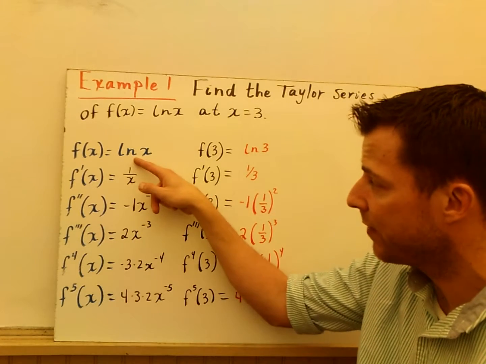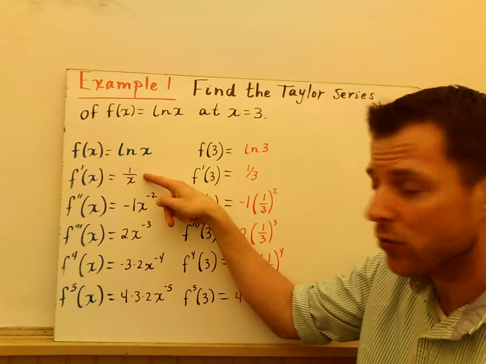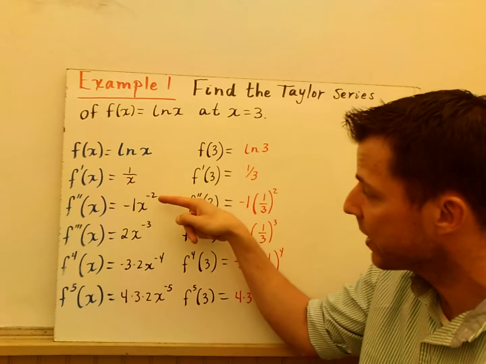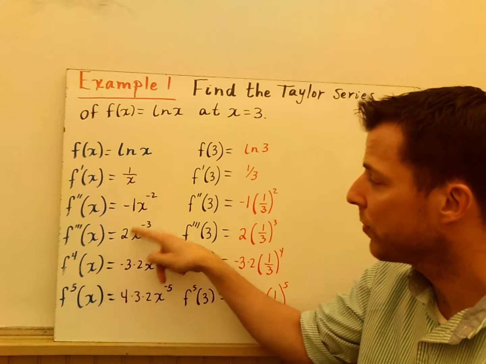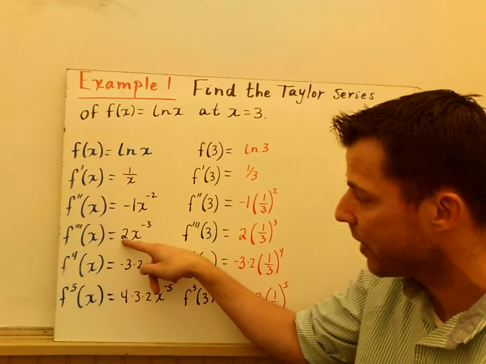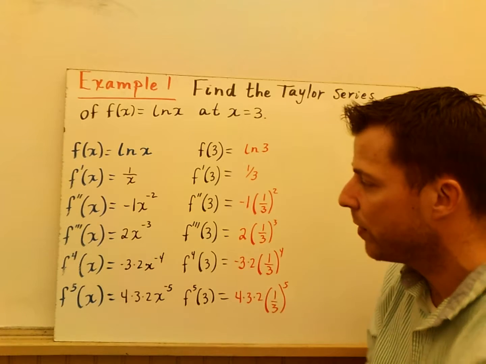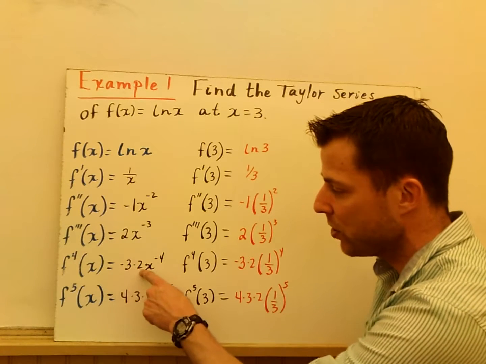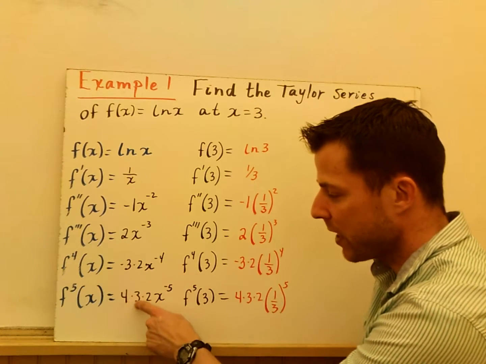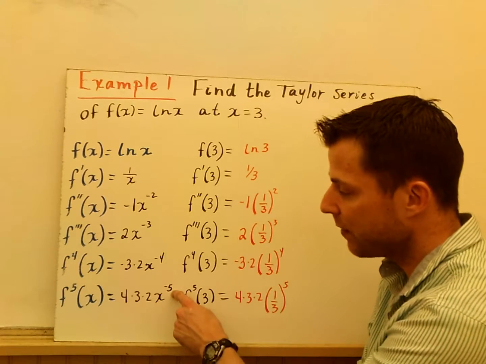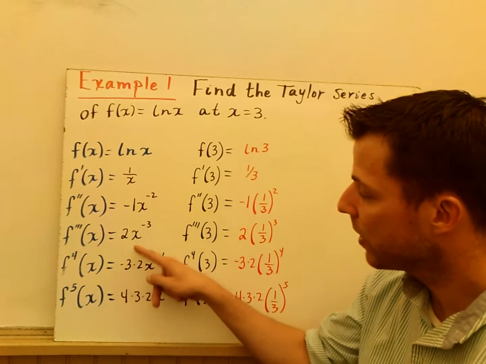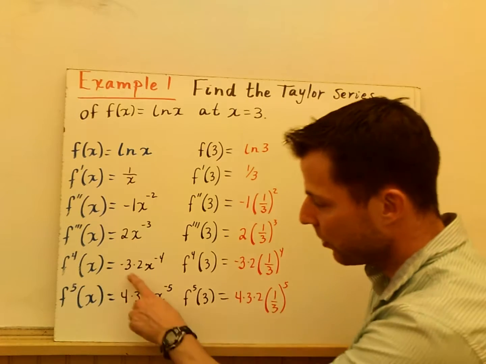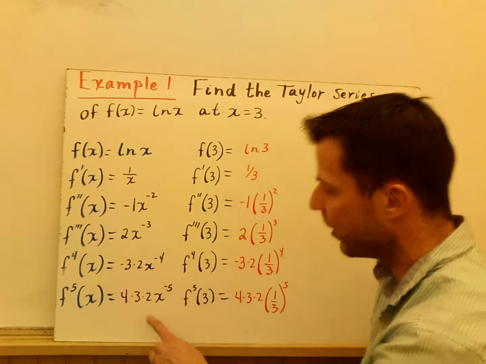So we start with ln of x, and the derivative of that is 1 over x. The derivative of 1 over x is negative 1, x to the negative 2. The third derivative, you bring that 2 out front, becomes positive 2x to the negative cube. And notice how I have negative 3 times 2, x to the negative fourth. 4 times 3 times 2, x to the negative 5. Notice how I don't multiply these out, because I want to see the pattern. It looks like I'm developing a factorial here.